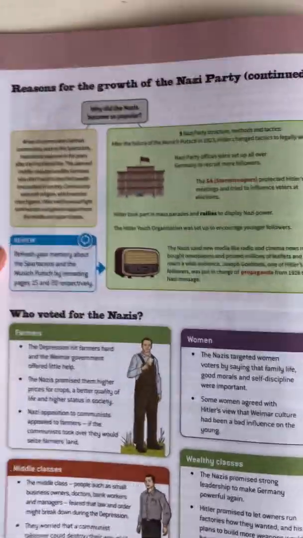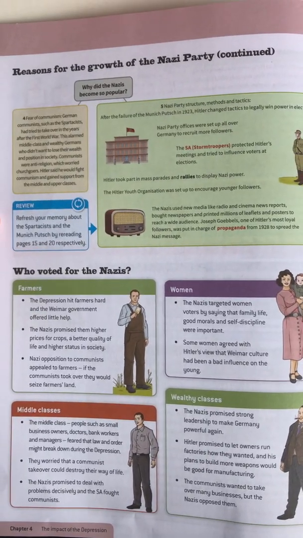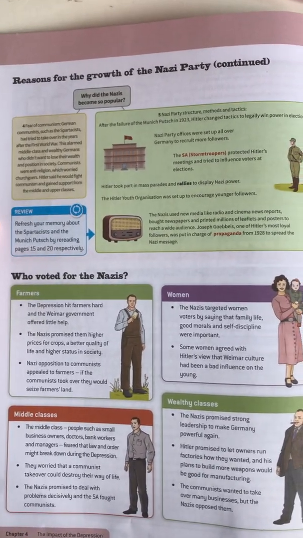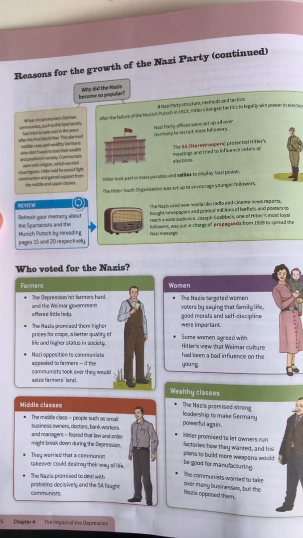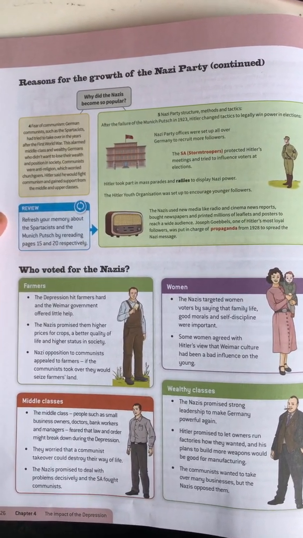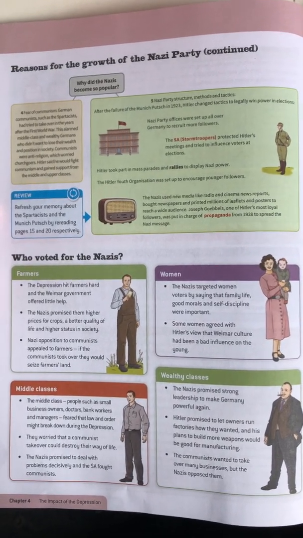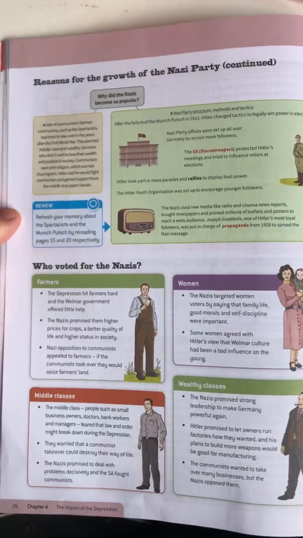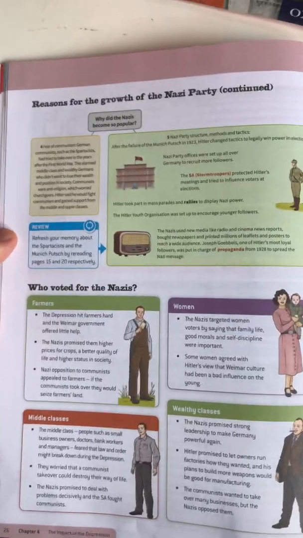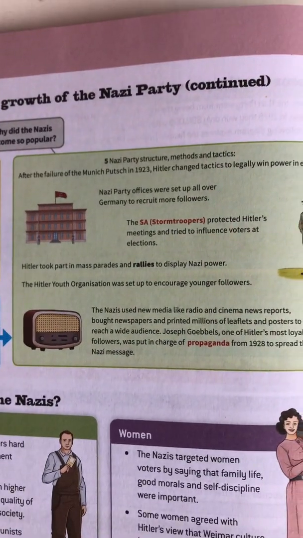Next up, reasons for the growth of the Nazi Party. We're going to start looking at some specific details and we'll start to look at what their policies were, because this is really important for your exam, that you're able to talk about the policies that they introduced. This is a common area where people drop marks by not being specific about how the Nazis offered policies to different groups, so their policies weren't the same for everyone.